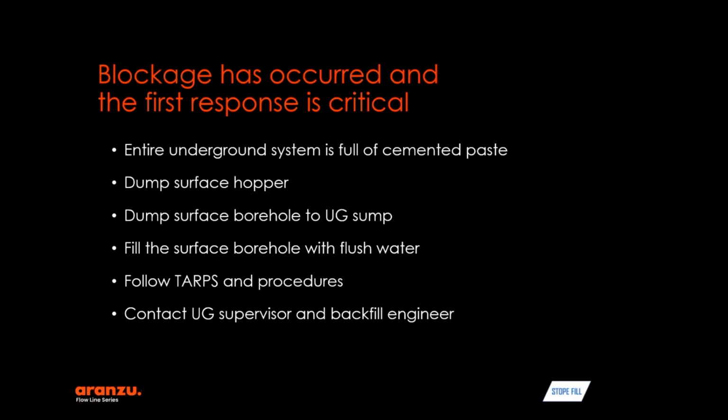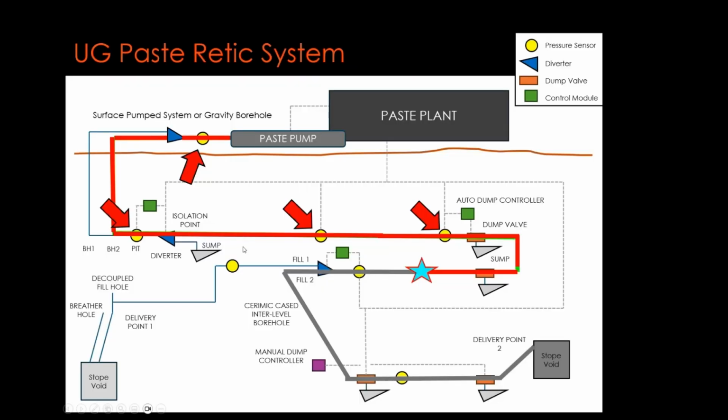Okay. So we dump the surface borehole to the underground sump, and we fill the surface borehole with flush water. Following the tarps and procedures, and we contact the underground supervisor and backfill engineer. So by dumping the surface hopper, we then enable water to be applied either through the hopper itself or directly to the borehole.